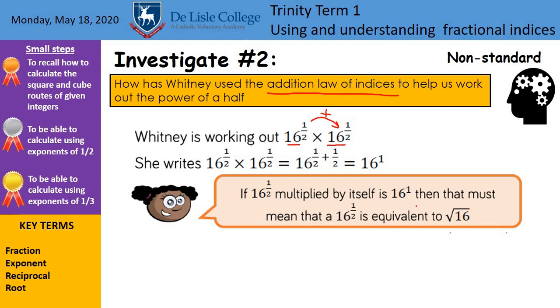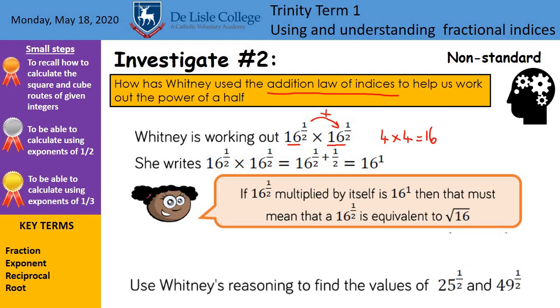So if you multiply 16 to the power of half by itself, you get this. And we know that the square root of 16 is 4, and therefore 16 to the power of a half is 4, which is right because 4 times 4 would get you 16. Please, using Whitney's reasoning, can you find the values of these two integers? Please pause the video as you do this.